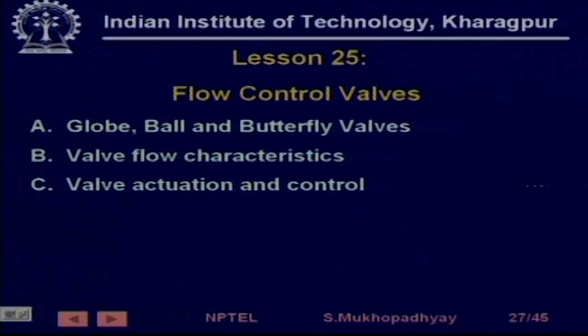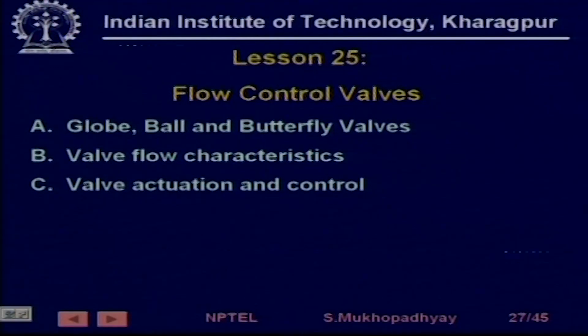After that we took a look at flow control valves. Flow control valves are very common and important elements in factories. So, we looked at three major kinds of valves: globe, ball and butterfly valves, and we took a look at the flow characteristics, their constructions, and how the valves are moved, and how the valves are moved precisely. For example, we took a look at valve positioners and what advantage these positioners give you.